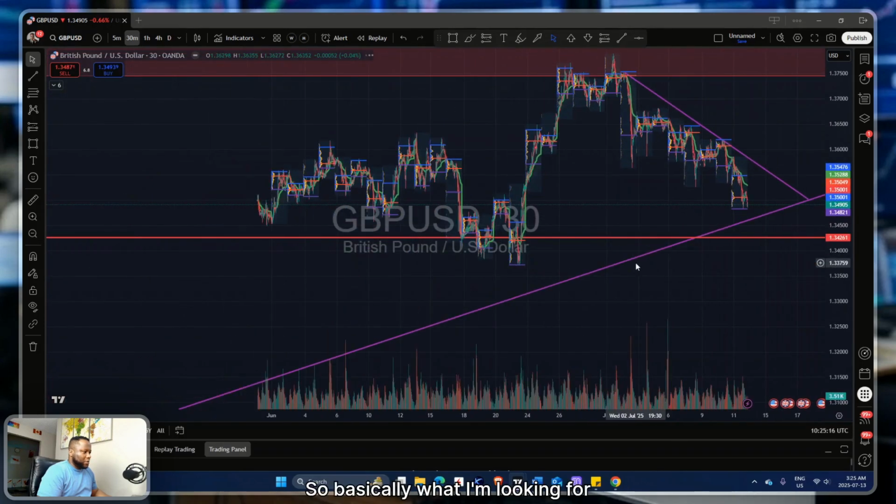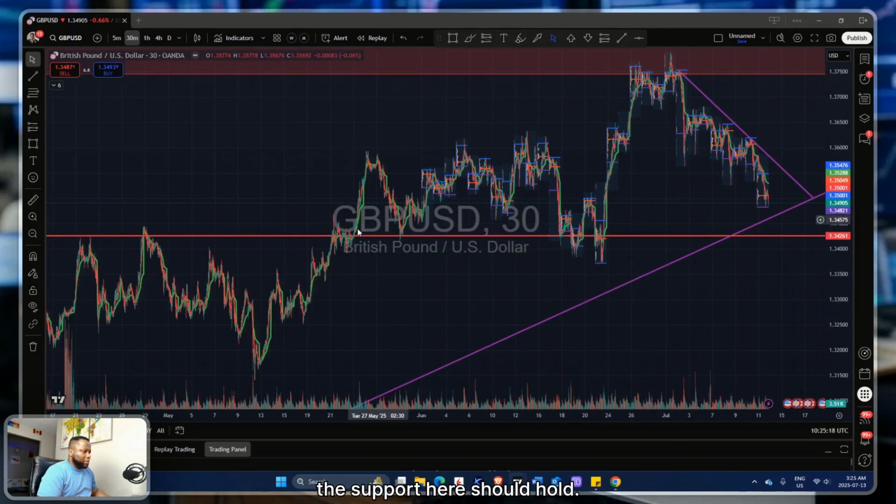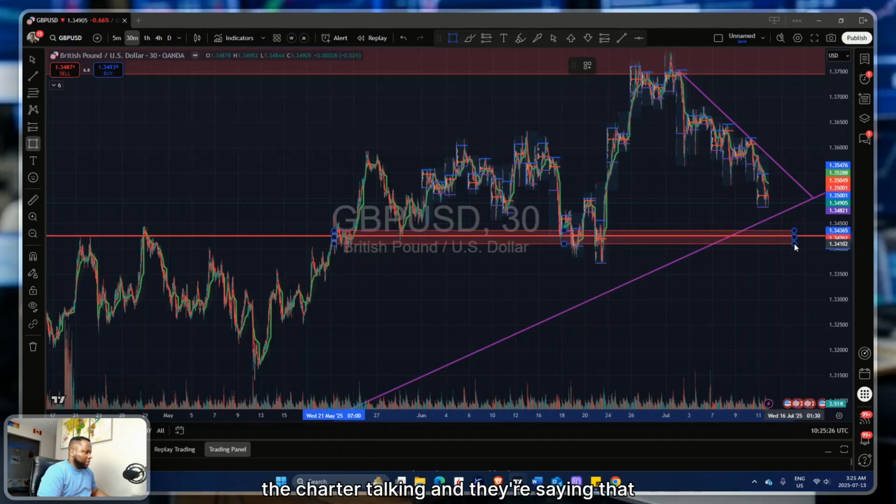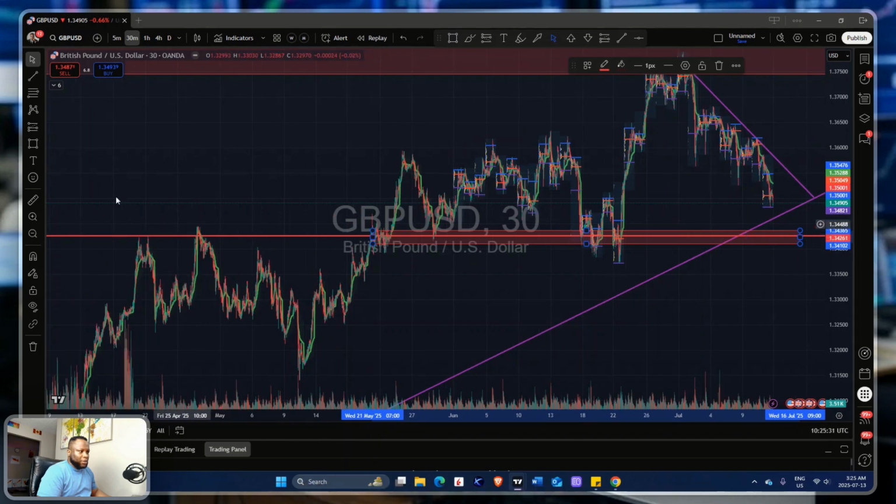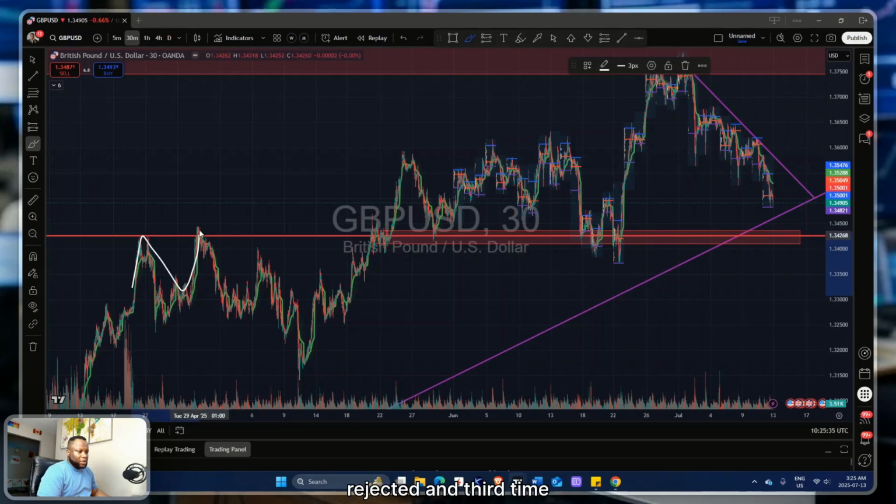So basically, what I'm looking for is the support here should hold. We have a strong support here. And why is it a support zone? If you go back in time, the charts are talking, and they're saying that before we had a resistance here. So price came here, rejected, and the third time, or the fourth time, when it did this move, it bounced from it.